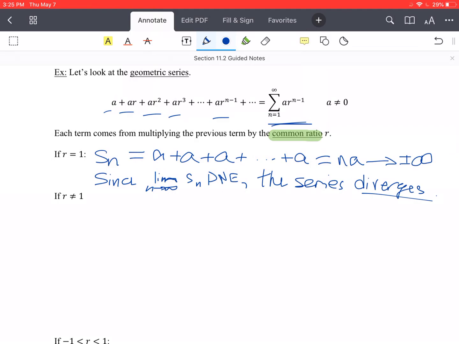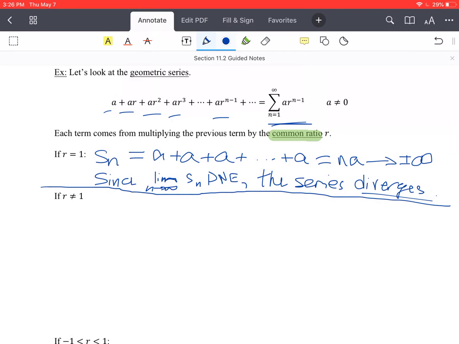Okay. So let's separate this off. Alright, so that's the case where r equals 1. So we know the geometric series diverges if that ratio, that common ratio, is 1. What happens when it's not 1?